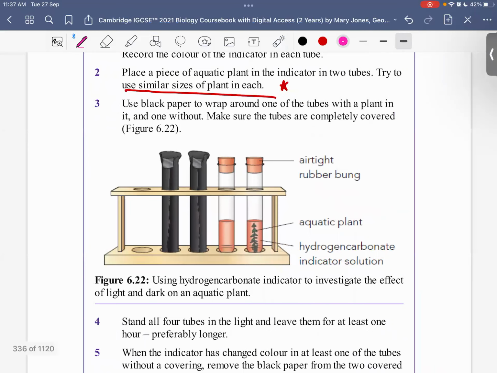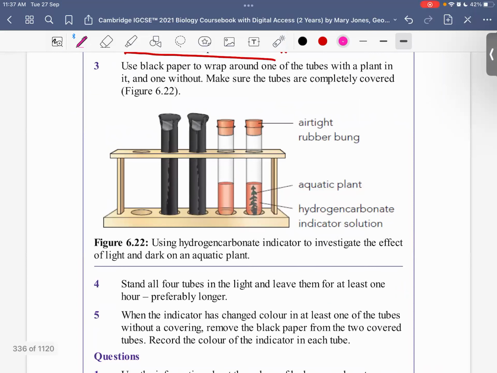Then stand all 4 tubes in the light and leave them for at least an hour, preferably longer. The longer, the better. When the indicator has changed color in at least one of the test tubes without a covering, remove the black paper from the 2 covered tubes and record the color of the indicator in each tube. Now see, of course, when sunlight is falling onto this test tube, we will expect that the color will change.